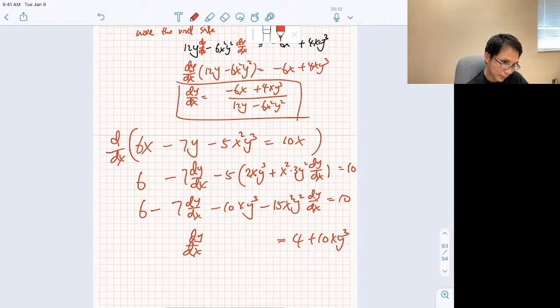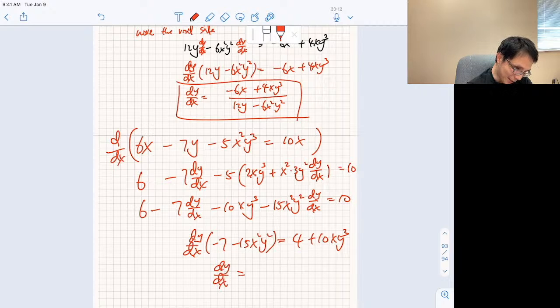Minus 6 on both sides. Tyson, what's 10 minus 6? I did the hard part, but dy dx, take it out. That's going to give you negative 7 minus 15x squared y squared. And dy dx is equal to 4 plus 10xy to the third over negative 7 minus 15x squared y squared.